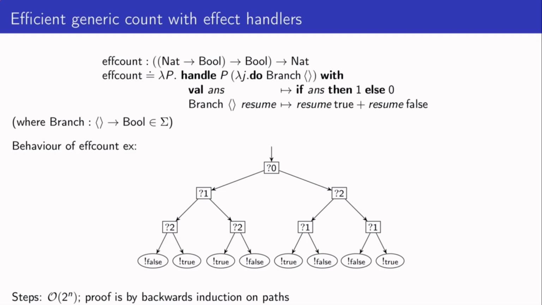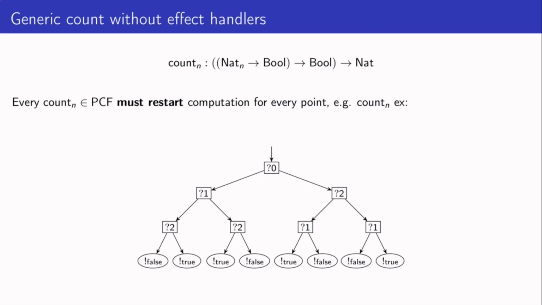Now, in PCF without effect handlers, there is no mechanism for backtracking or sharing computation. Therefore, every generic count function must restart computation for every point. Let me try to illustrate what this means. Let's consider some generic count function applied to our example predicate. And let's, for simplicity, assume that this generic count function visits the nodes in the computation tree in depth-first order.